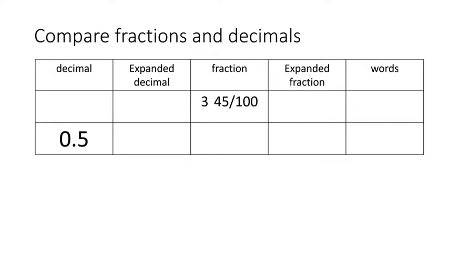Okay, this was yesterday's session. This is session 3. Can we compare fractions and decimals? So if I've given you the fraction 3 wholes and 45 hundredths, how would you write that? And if I gave you the decimal 0.5, how many different ways can you write that? They all mean exactly the same thing. They all have the same value. But how many ways can you write it? Pause the video and have a go.